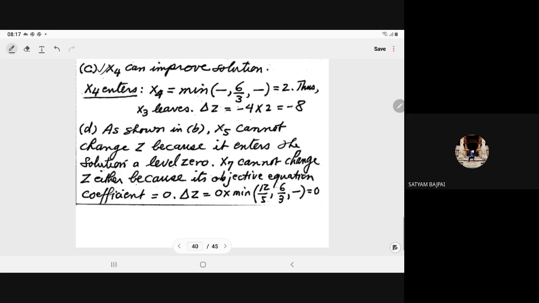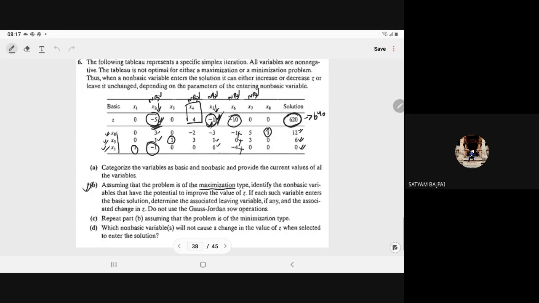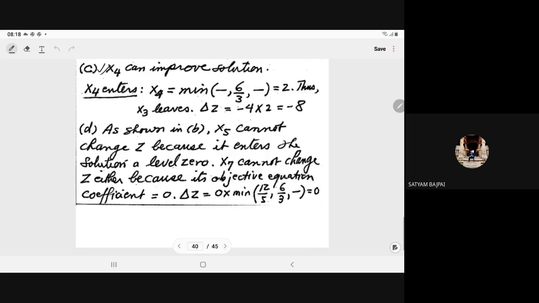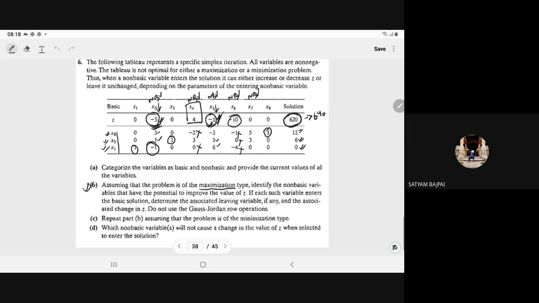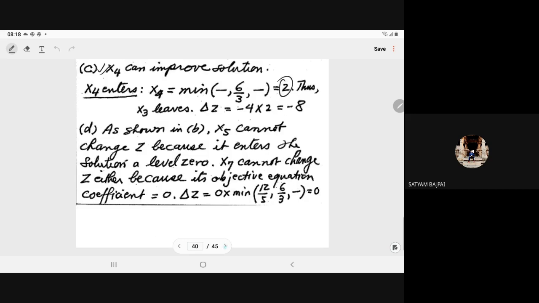So when x4 will enter, then the ratios will be: 12 upon minus 2, not possible. 6 upon 3 is equal to 2. 0 upon 0, not possible. So only one ratio we take, that is 6 upon 3, equal to 2. So when x3 will leave, then delta z will be 4 into 2, right? And that will decrease. So delta z will be minus of 4 into 2, that is minus 8.